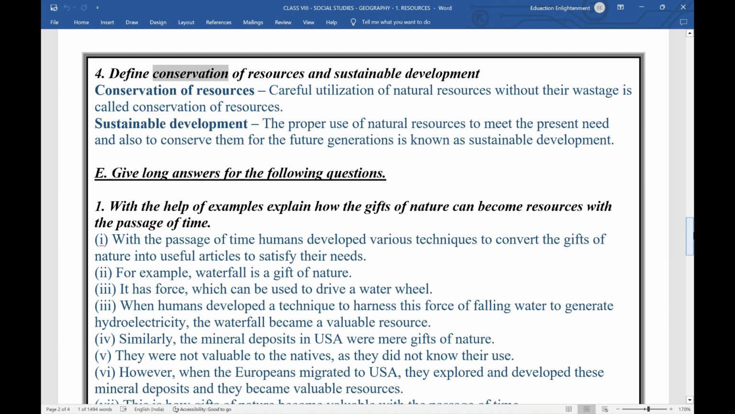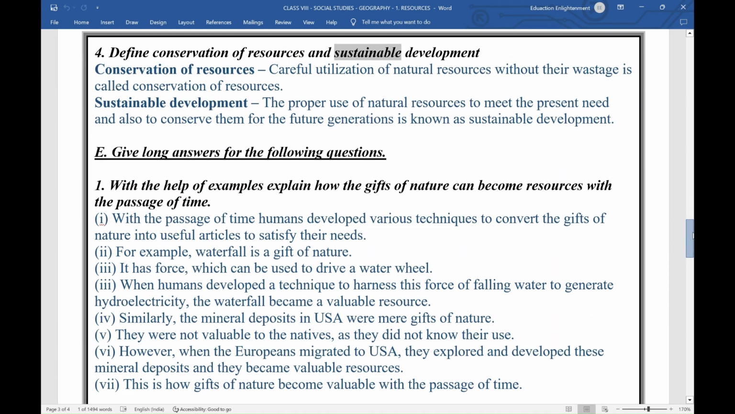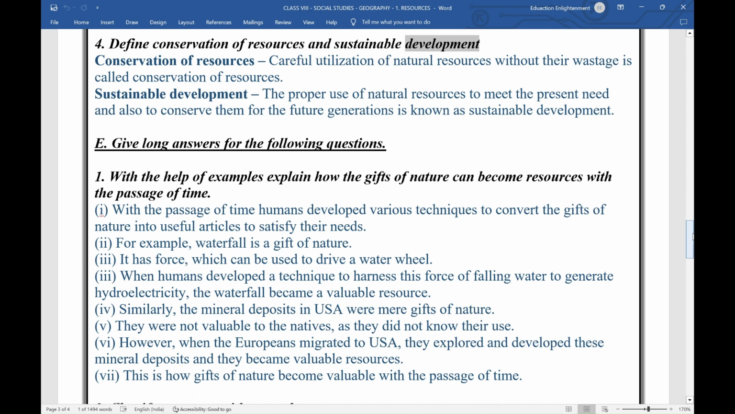4. Define conservation of resources and sustainable development. Conservation of resources: careful utilization of natural resources without their wastage is called conservation of resources. Sustainable development: the proper use of natural resources to meet the present need and also to conserve them for future generations is known as sustainable development.